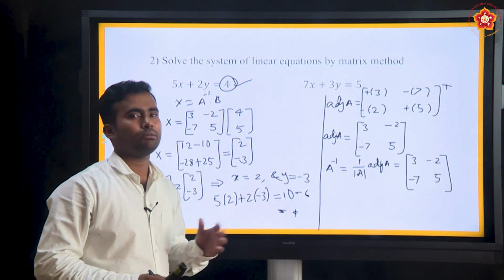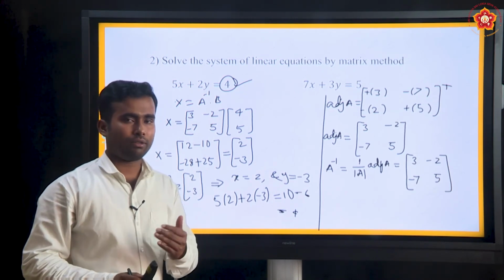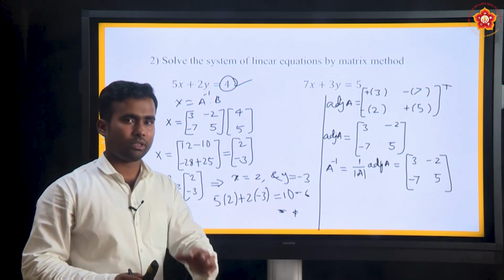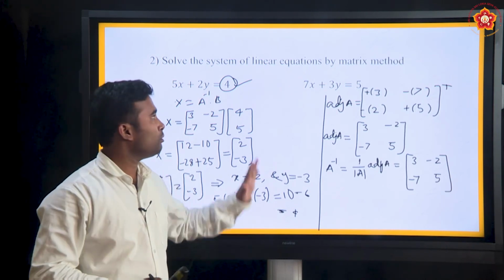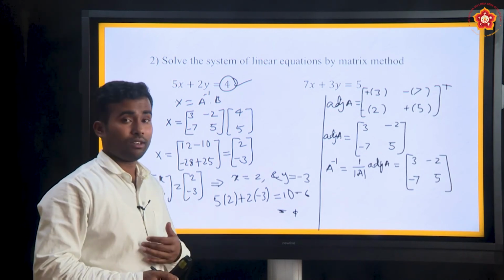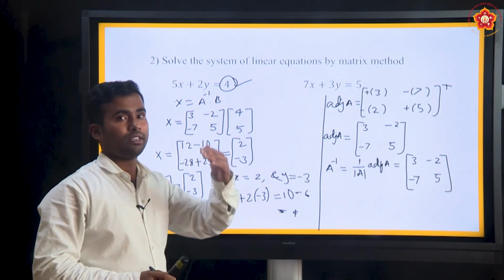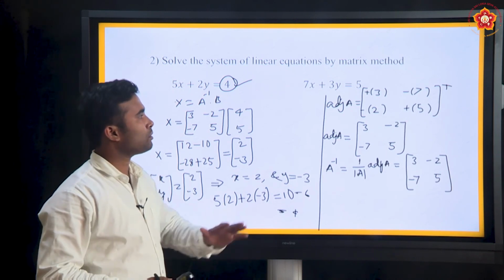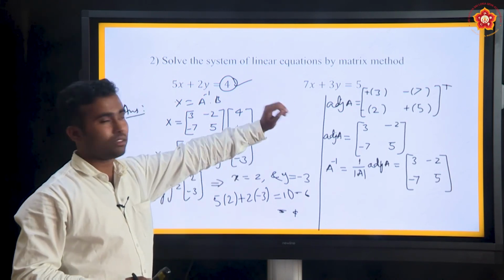We have so many methods, but for second PUC students we have only the matrix method. We have Gaussian methods, okay, which are a little bit deeper. So, do not worry about all those things, you just remember the matrix method.